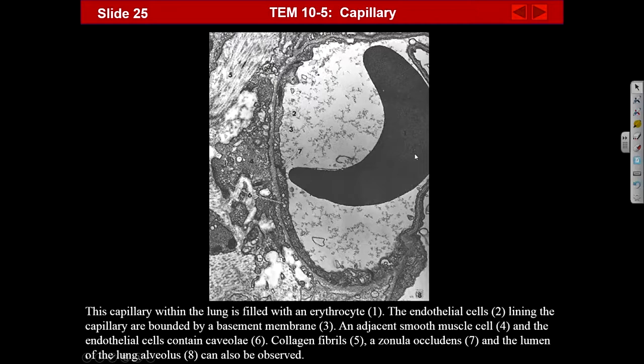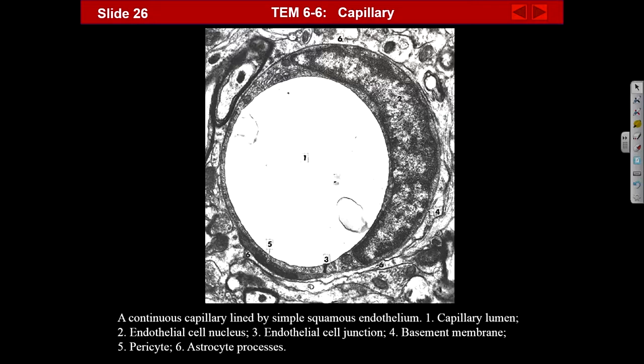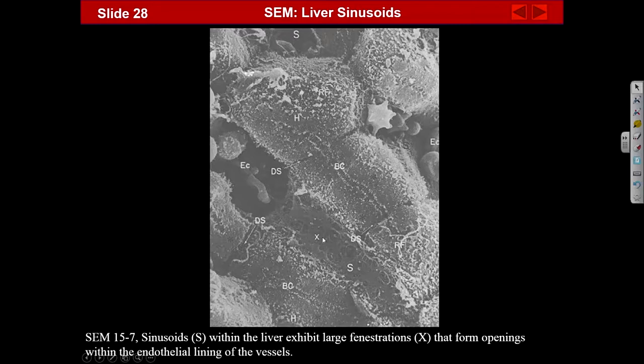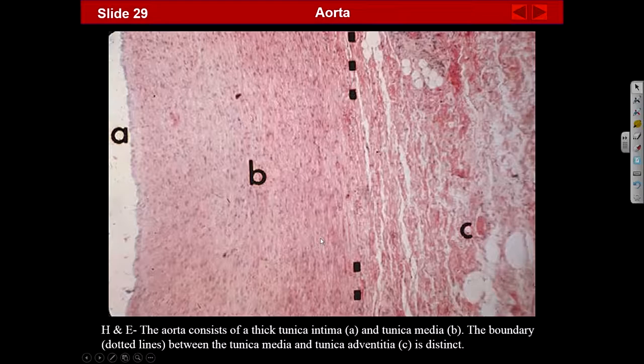Another continuous capillary, lined by endothelial cells. Sinusoids, okay, wider lumen. They'll have spaces between the endothelial cells, and you can see that here. So here's the sinusoid. You can see these spaces in the walls and between the endothelial cells right here, okay? So that would be a sinusoid.